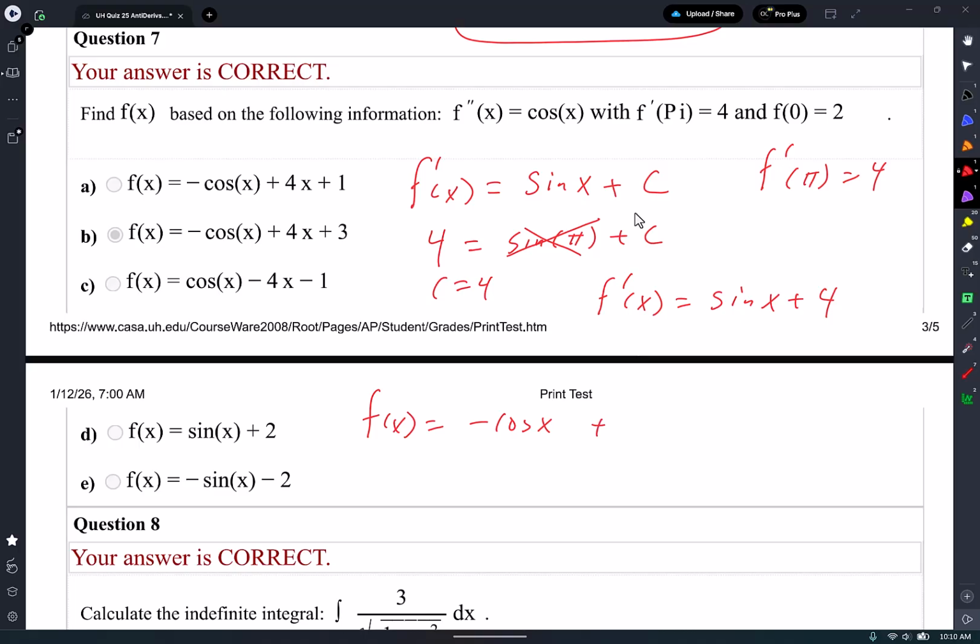Yep, because if you take the derivative of cosine x, it's negative sine x. So a negative times a negative. Plus 4 or plus c? No, plus 4x because they're doing the antiderivative. Oh, okay. And then I put a plus c.